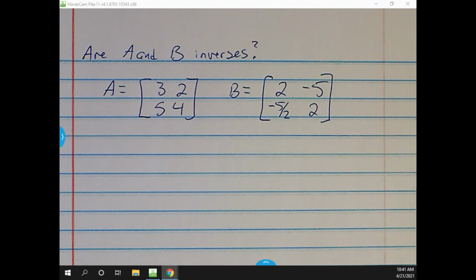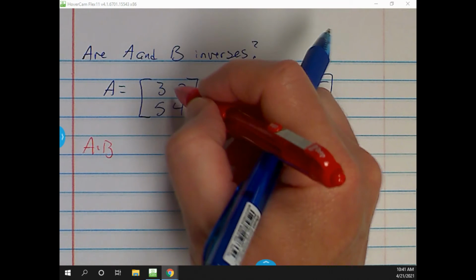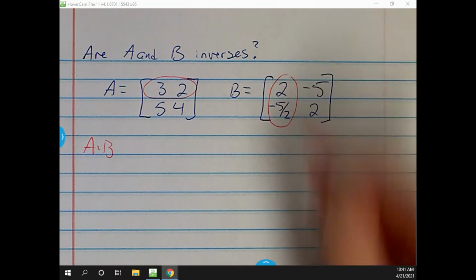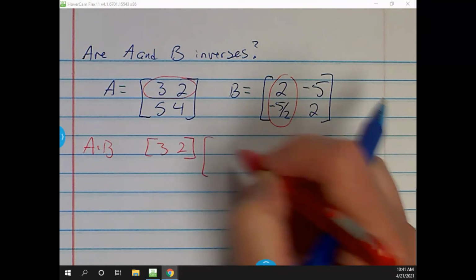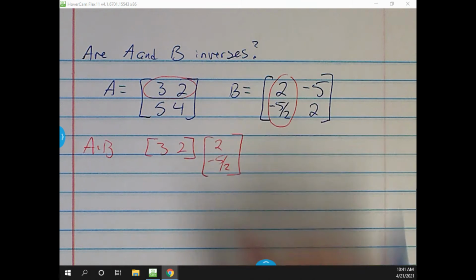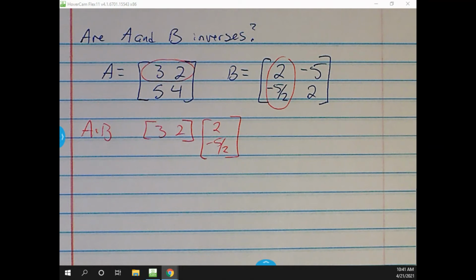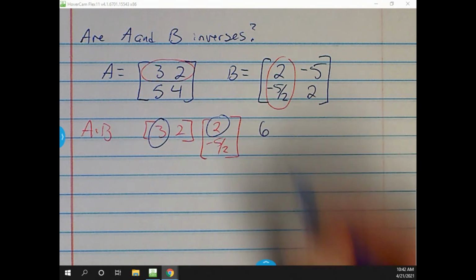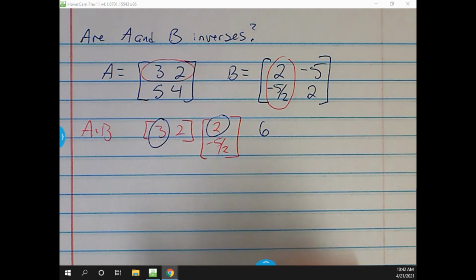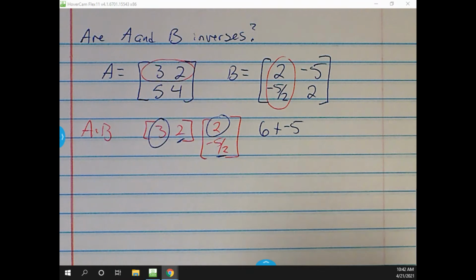All right, so we start again. We're going to do A times B. Again, it's the rows here times the columns here. So we're going to do 3, 2 times 2 and -5/2. First number here times first number here, 3 times 2 is 6. The good thing is when we multiply the 2 times the -5/2, the 2's will cancel, so that'll make it -5. So it's 6 plus -5, which would be 1.